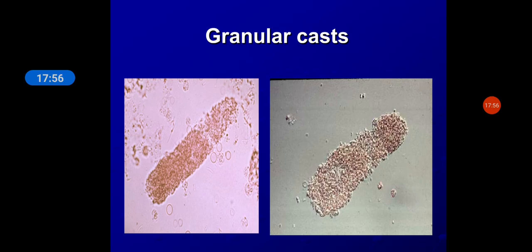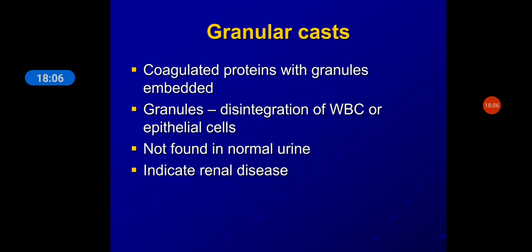Next is granular cast. If you can appreciate the granules which are present, they will clump together, and that's when you form the granular cast. All these indicate that there is some form of kidney disorder. This is also a coagulation of proteins with granules embedded. They can have disintegration of RBCs, or some form of epithelial cells which are disintegrating. But remember, this is not normally present in normal urine. It invariably indicates some form of kidney disorder.